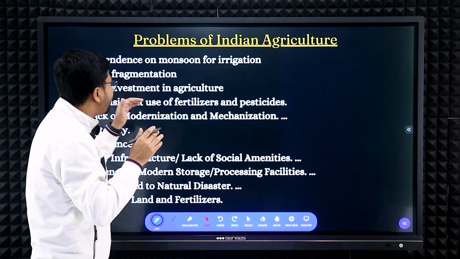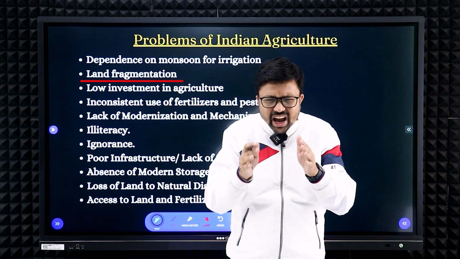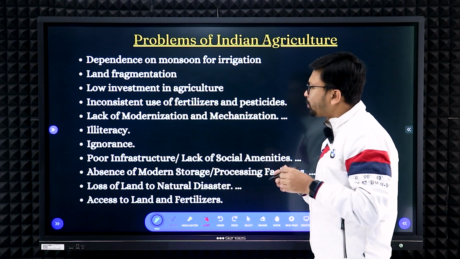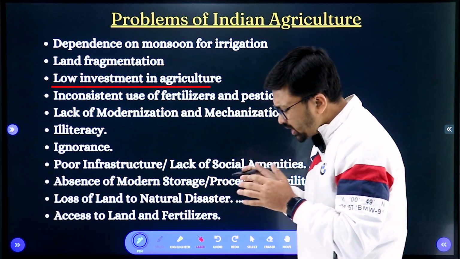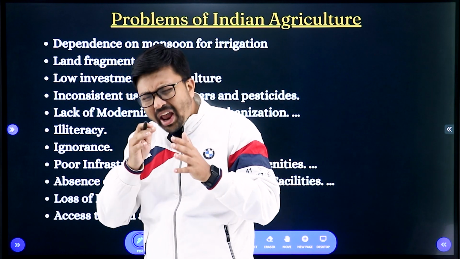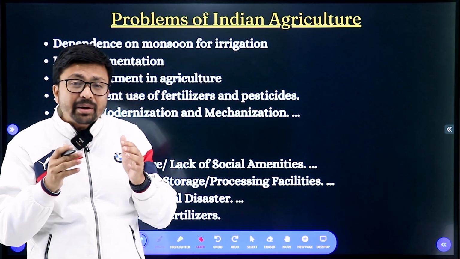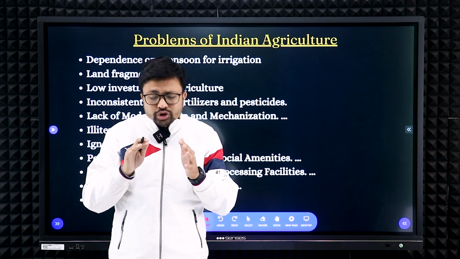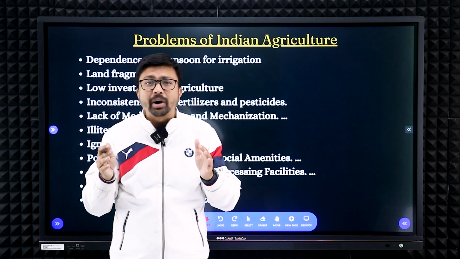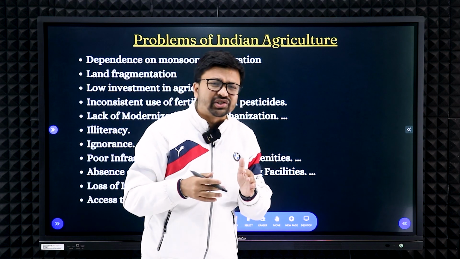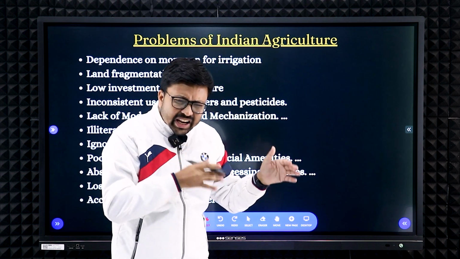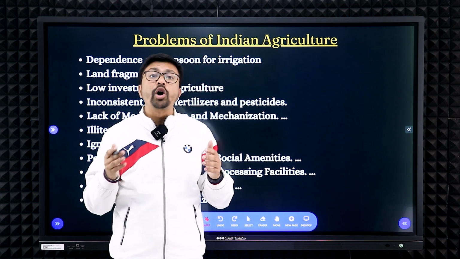Next, land fragmentation. It means the land size in India is small. So that also is one of the problems. Next one, low investment in agriculture, right? Indian farmers basically belong to a poor background. So they don't have that much money that they can invest, right? And for agricultural production, at the beginning, the initial stage, you need to invest more money, right?